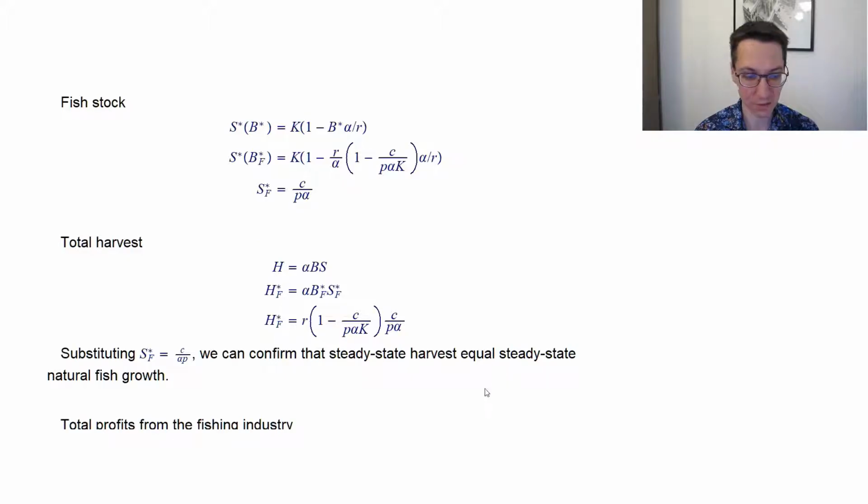Then what we can do is make sure that what we found makes sense. What we can verify is that the harvest is equal to the natural growth rate of the fish stock. So we know that the natural fish stock is S star of F equals S C divided by alpha p. So let's verify what we have just found.